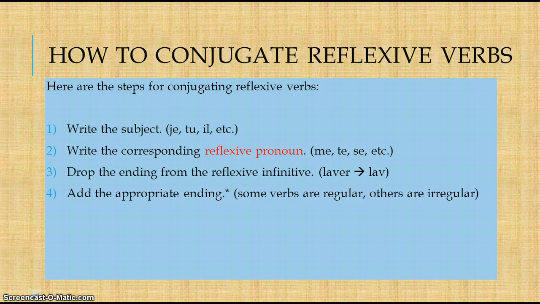How to conjugate reflexive verbs? Well, here are some steps for conjugating reflexive verbs. The very first thing you're going to do, as always, is to write the subject. Then you're going to write the corresponding reflexive pronoun, your me, te, se, nous, vous, or se. The next thing you'll do is drop the ending. Notice this applies only if your reflexive verb is regular. So if it is a regular reflexive verb, you're going to drop the ER, the IR, or the RE, and then step 4, add the appropriate ending. If your verb is irregular, unfortunately, those are the ones that you will simply have to memorize.